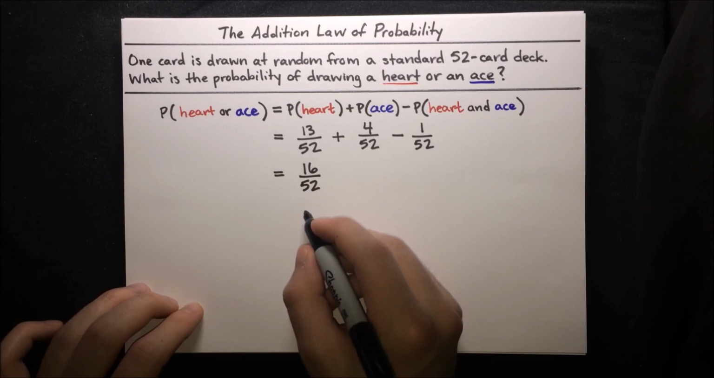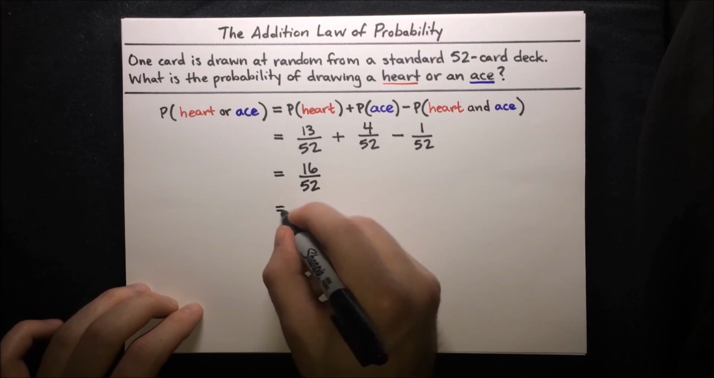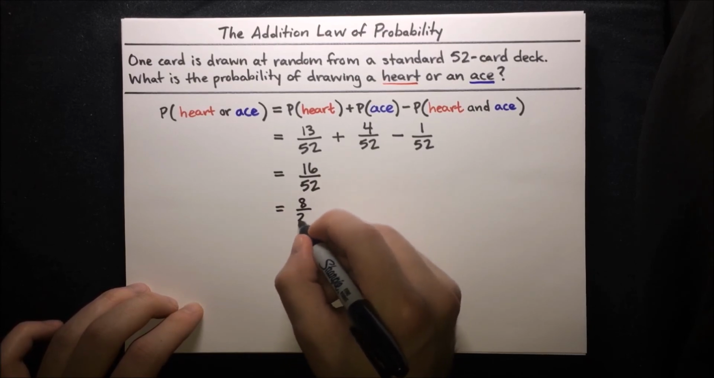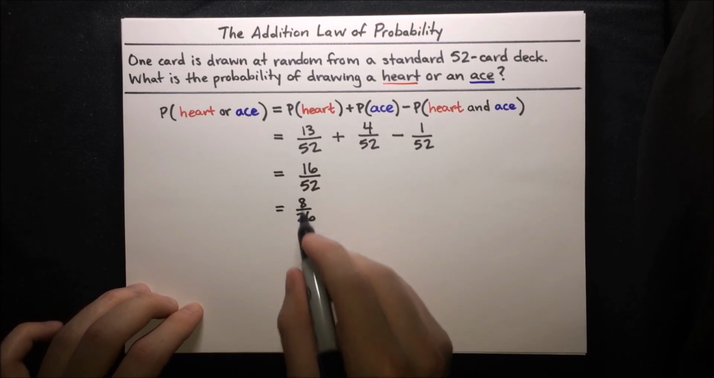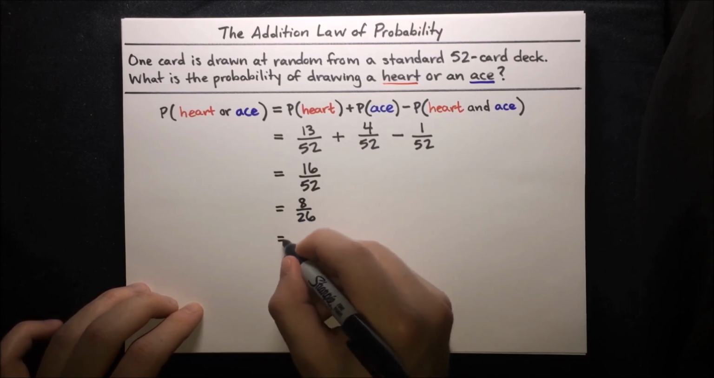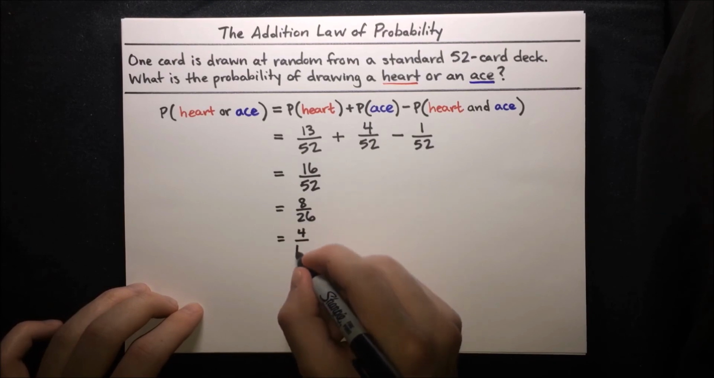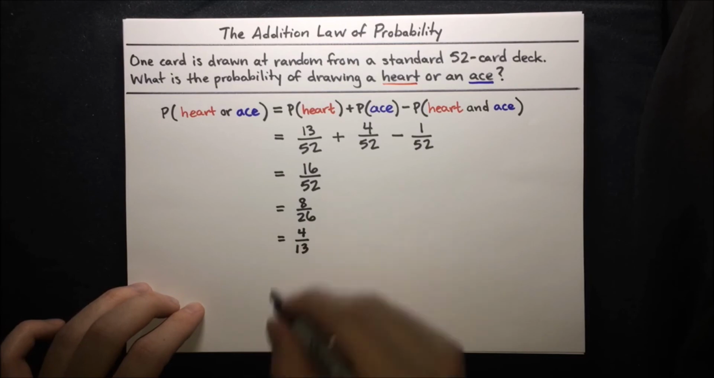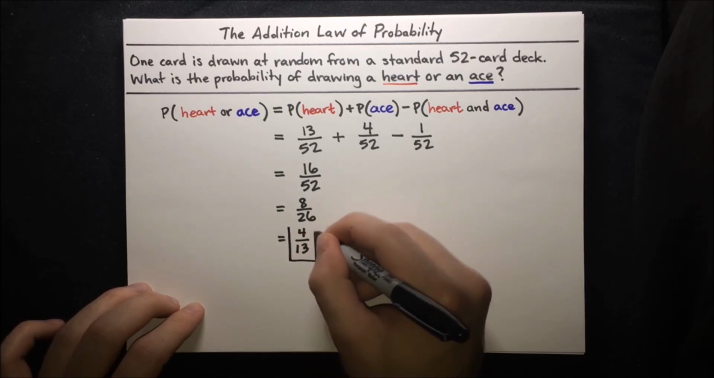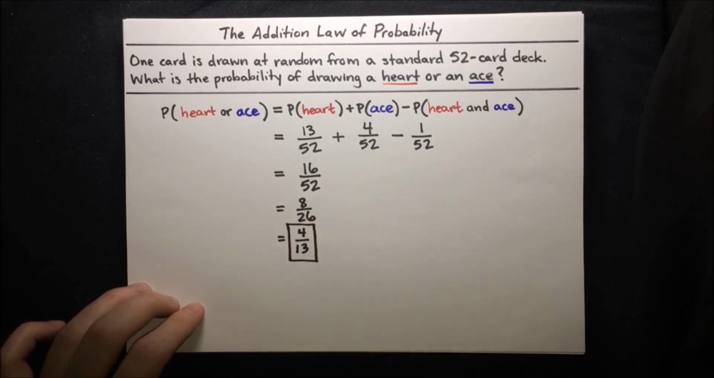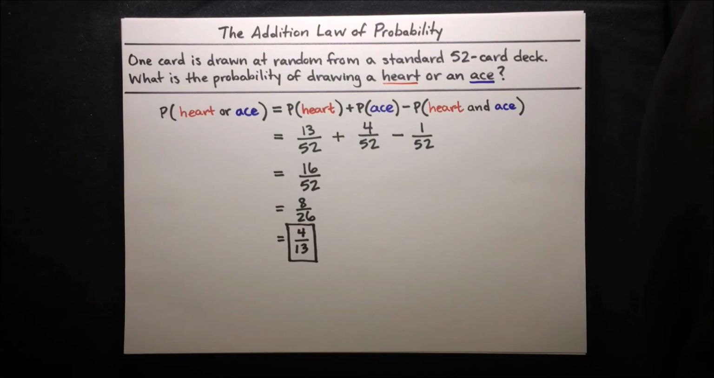Top and bottom are even, so we can simplify. We can divide by 2, get 8 over 26. Top and bottom are still even, so keep on simplifying. Divide by 2 again. So 8 turns into 4, and 26 turns into 13. So there we go. That is the probability of drawing a heart or an ace, 4/13. So now we know how to compute the probability of the union of 2 events using the addition law. In the future, we'll also learn about relationships between events, such as their being mutually exclusive.